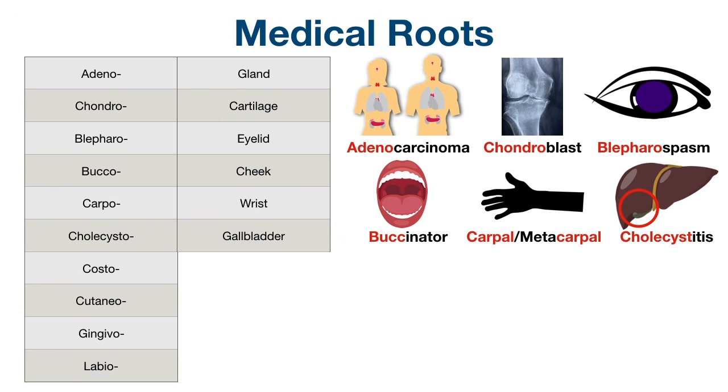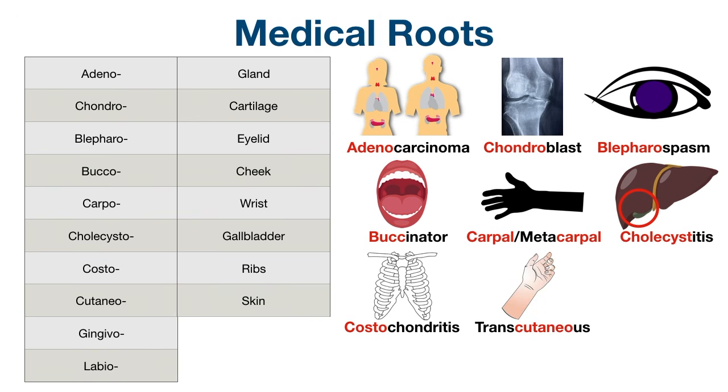Next we have cholecysto, which relates to the gallbladder. For example, cholecystitis is inflammation of the gallbladder. The next root word is costo, which means rib. A good medical term to use here is costochondritis, because we just learned what chondro meant. Remember, chondro refers to cartilage, and we hinted earlier that itis means inflammation. So costochondritis is inflammation of the cartilage of the rib cage or chest wall.